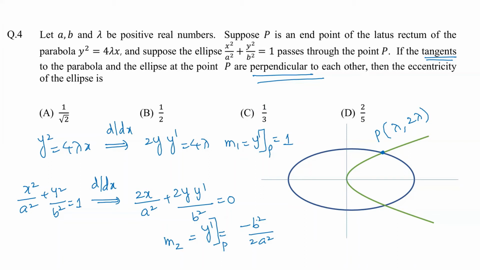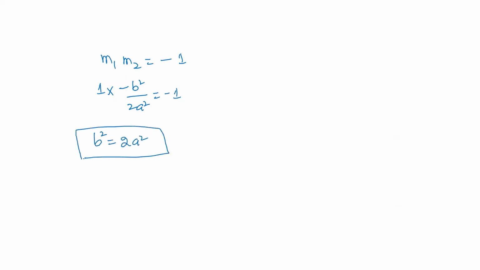Now they have already given that they are perpendicular, so we know what is going to happen. m1 into m2 is going to be equal to minus 1. Let's apply that property here. We get m1 into m2 equal to minus 1, whereas m1 came out to be 1 and m2 came out to be minus b square upon 2a square. So that is equal to minus 1. From here, we get a relation: b square is equal to 2a square. Pretty straightforward, a neat, clean solution that we get here.